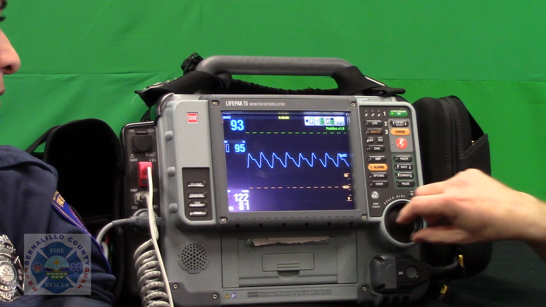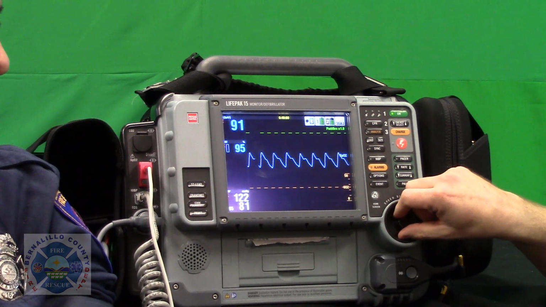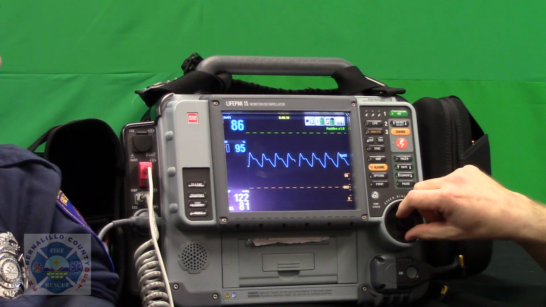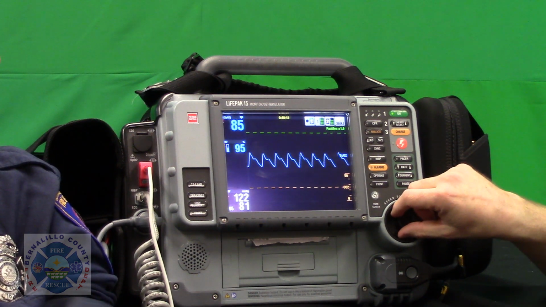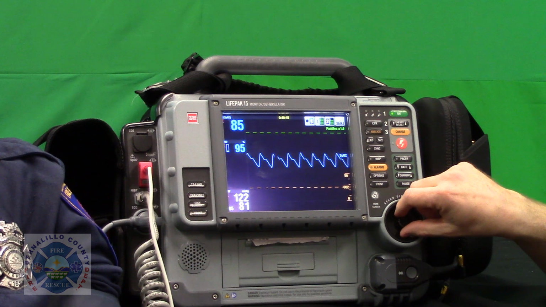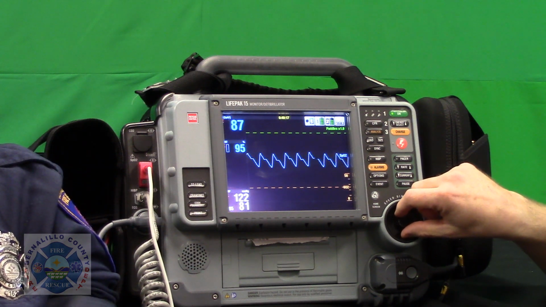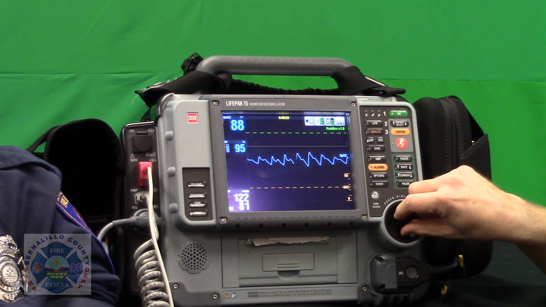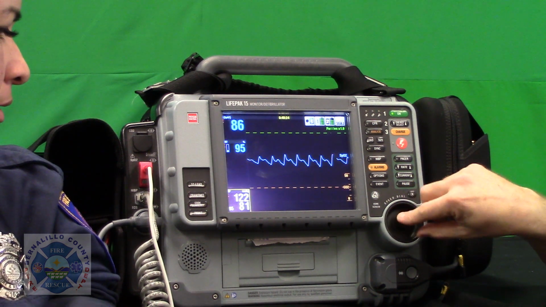122/81. Now let's say, for instance, that I'm making interventions on my patient which might alter the patient's blood pressure. I'm giving them a medication which would lower the blood pressure, for instance, nitroglycerin or morphine sulfate, or you name it. And I'm going to want to really keep an eye on this. So maybe I want to check the blood pressure every 2 minutes.